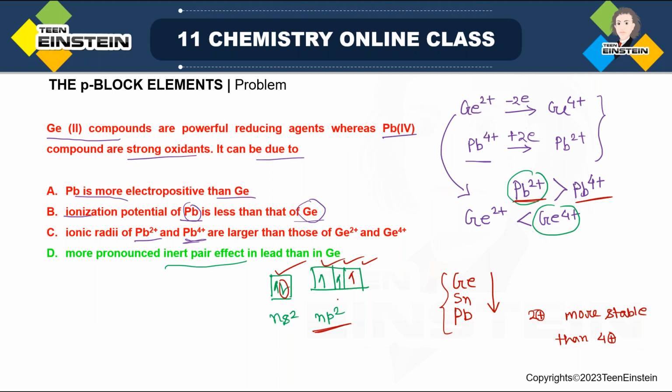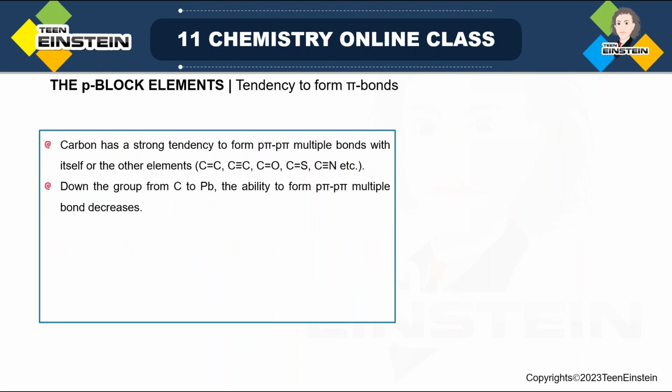Okay. So next we will start the actual topics. Tendency to form pi bonds for all the elements of group 14. Now the first element, let me write all the elements.